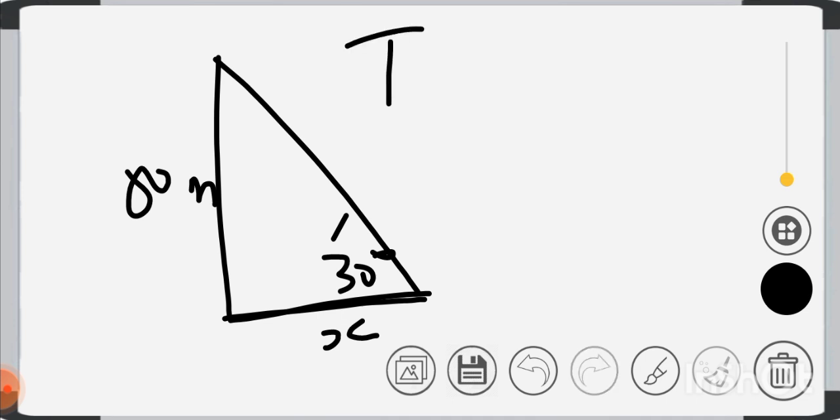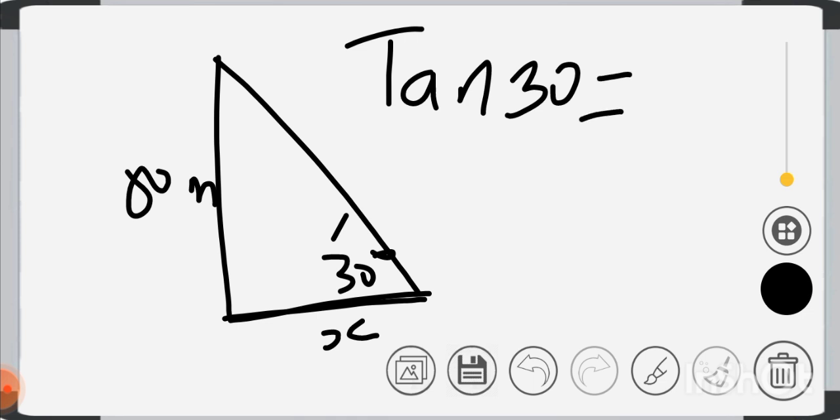So we already said tan theta, where theta is the 30 degrees, the angle there, is equal to opposite over adjacent. I don't know if you can remember that. It's equal to opposite over what? Over adjacent.